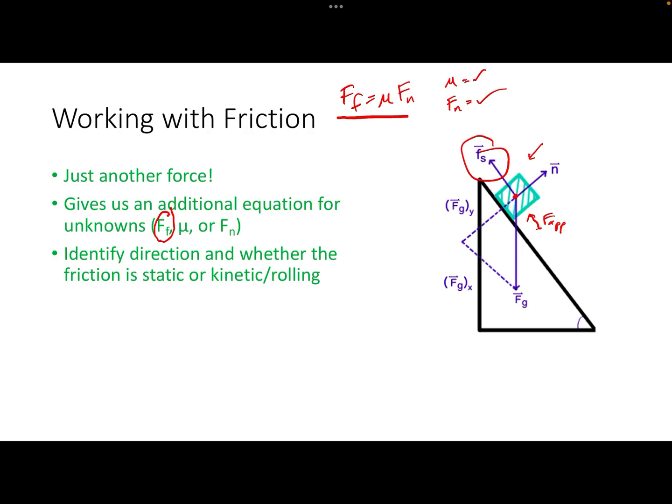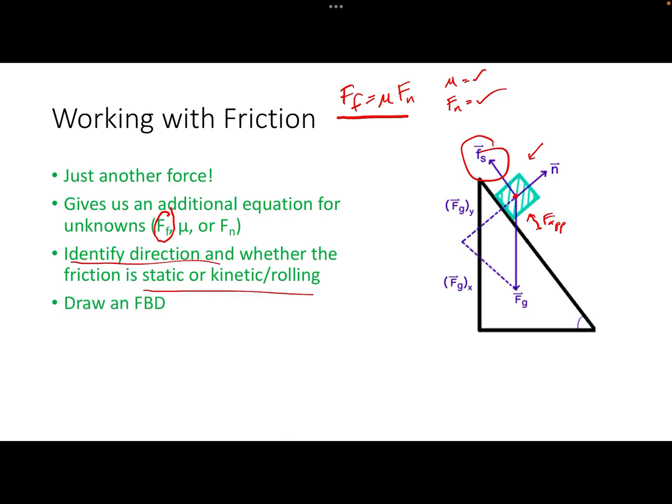We might be wrong, but we have to make that assumption. Okay. Once we've identified the direction of friction, then we want to think about whether the friction is static or kinetic, because that's going to affect the magnitude of the force. If it's static friction, the magnitude is variable. If it's kinetic or rolling friction, then it's going to be a constant.